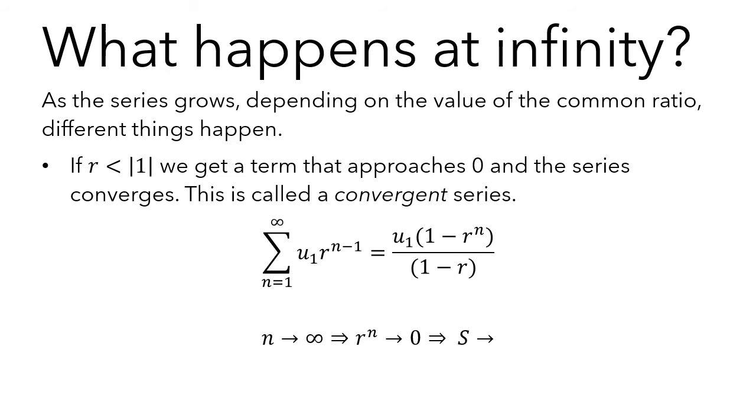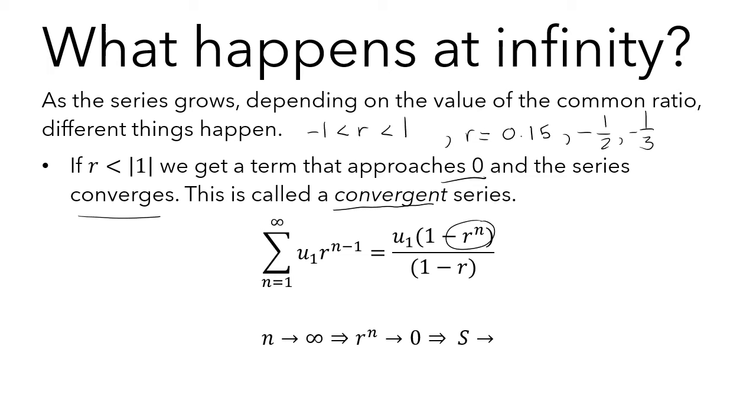So what happens if we have r less than the absolute value of 1? That means that r is between negative 1 and positive 1. We're thinking of r as being a decimal, less than 1, like 0.1 or 0.15, or the negative version of that, negative 1/2, negative 1/3, anything between positive 1 and negative 1. If that happens, we have a term that approaches 0, and the series actually converges to a value, and we call that a convergent series.